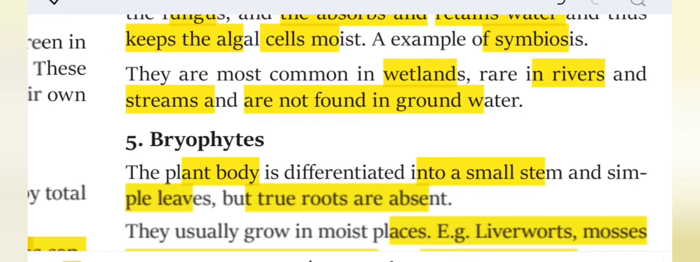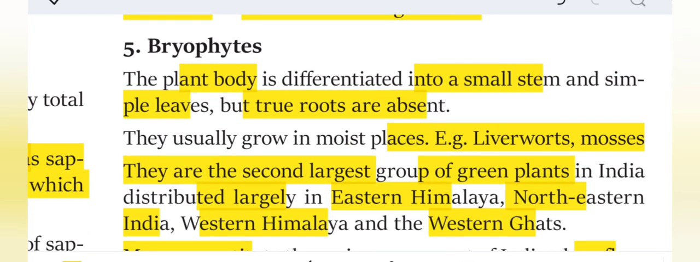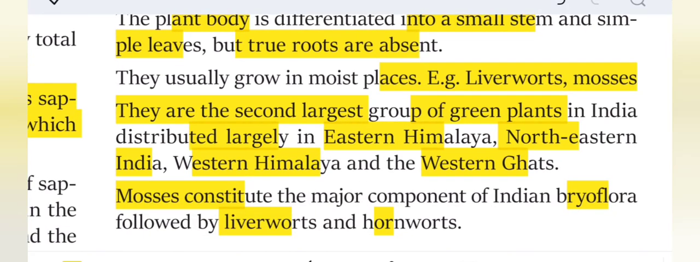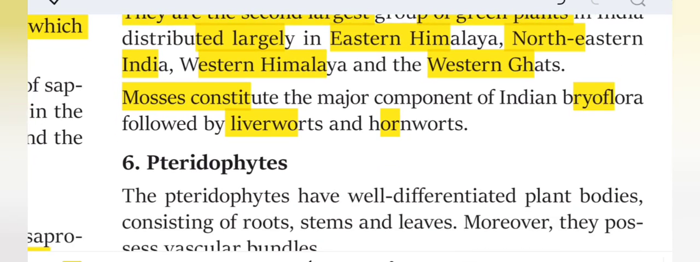Okay, so these are the bryophytes. Bryophytes have a plant body differentiated into small stem and simple leaves, with the absence of true roots. They usually grow in moist places like liverworts, mosses. They are the second largest group of green plants in India, distributed largely in eastern Himalaya, northeastern India, western Himalaya and western Ghats. Clear? Mosses constitute the major component of Indian bryoflora, followed by liverworts and hornworts.